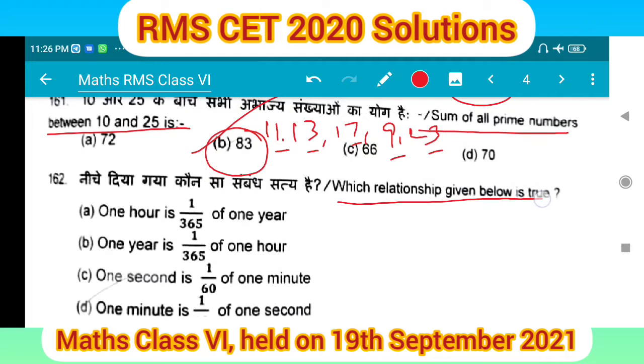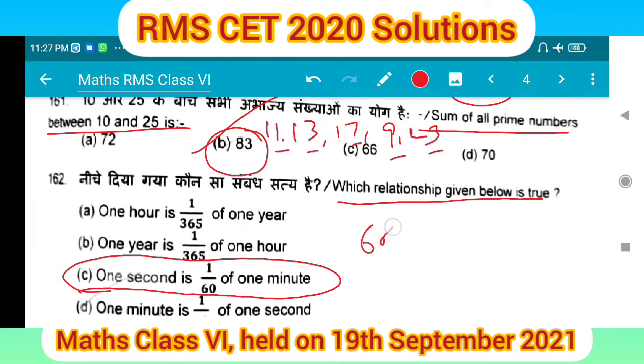Which relation given below is true? Option number C is the correct one. Why? 1 second is 1 by 60 of a minute, meaning 60 seconds is equal to 1 minute. So 1 second is equal to 1 by 60 minute. So this is the correct one.